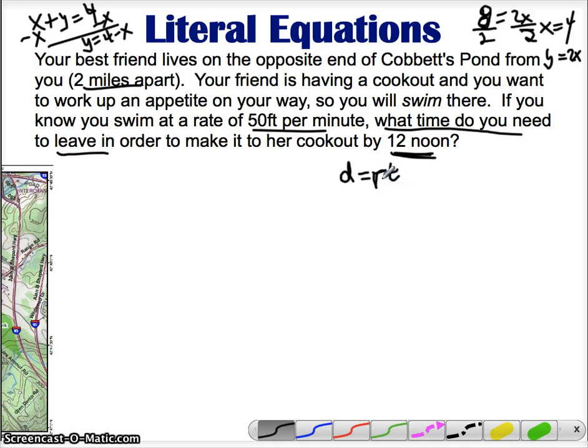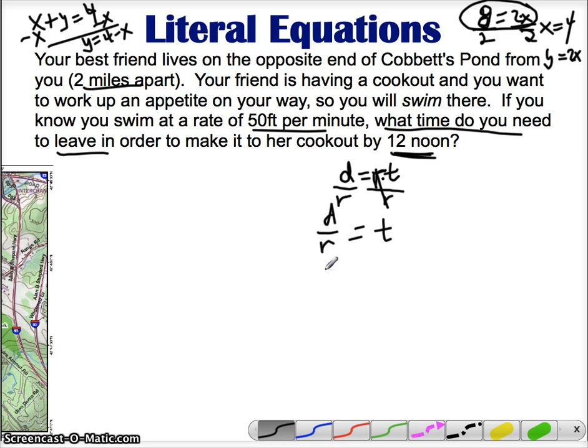Okay, so this is rate times time. Just as up here in this equation, we did 2 times x equals 8, we divided both sides by 2 because 2 is the opposite of multiplying. We're going to divide both sides by r. So you get t equals d divided by r.